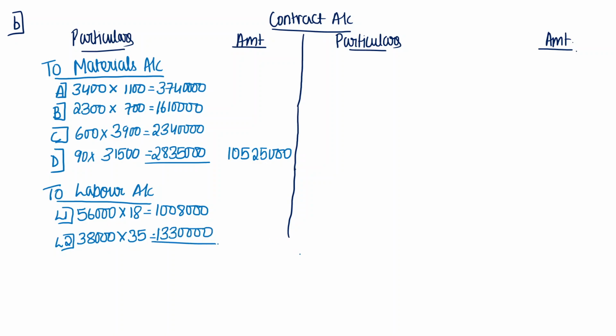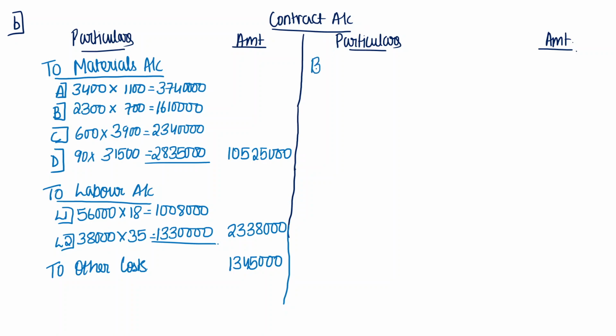Total 23 lakh 38,000. There was one more line written. Prepare the contract account if all the expenses other than material and labor related to the contract is 13 lakh 45,000. That means there is other costs also. 13 lakh 45,000. All the costs recorded.